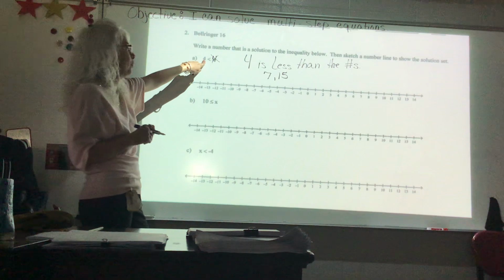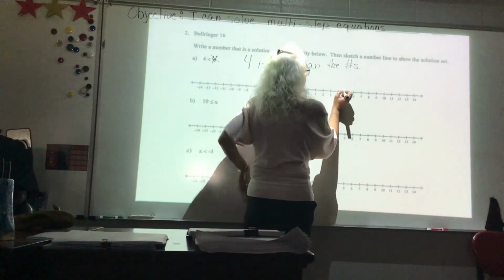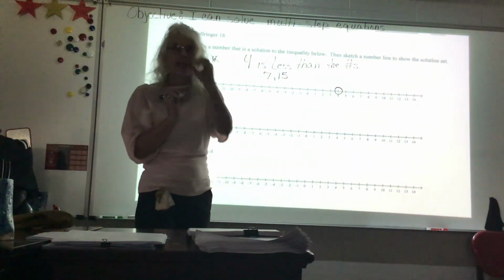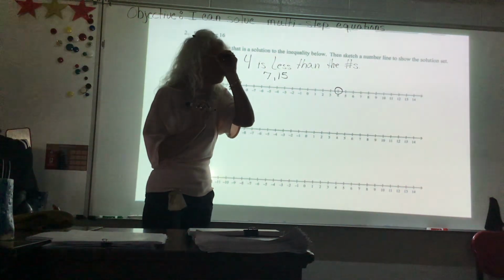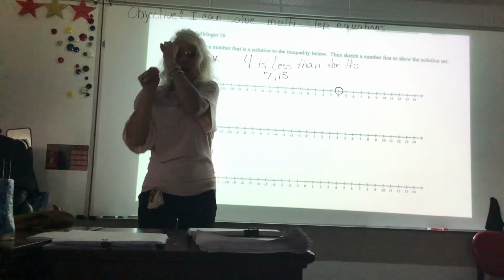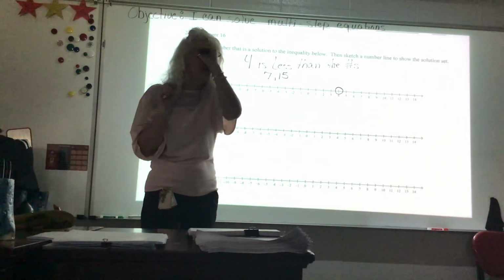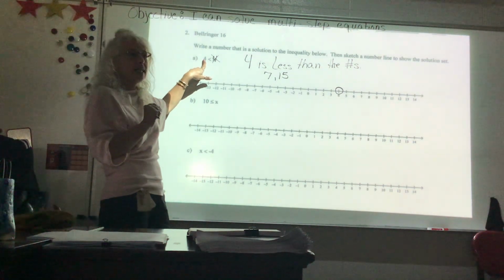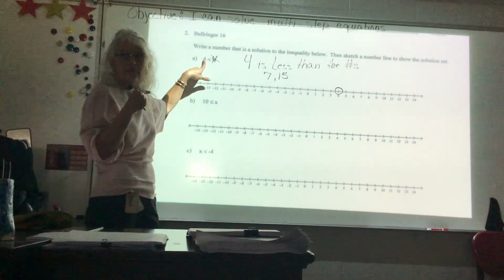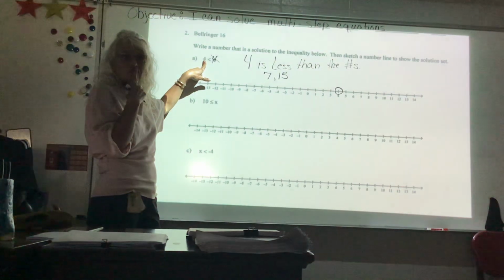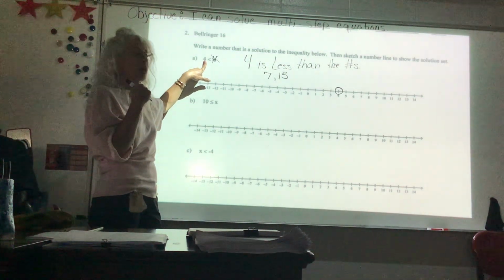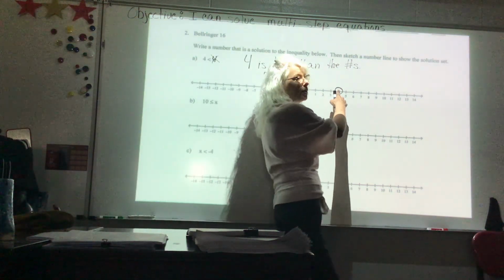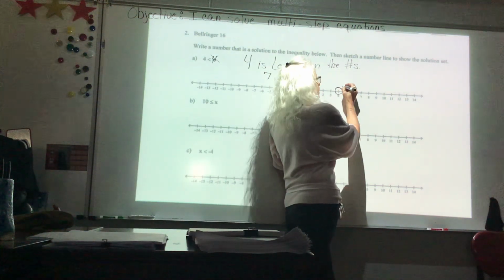So now to sketch my number line, I'm going to go to the number that's in my inequality, the 4. I'm going to put a circle, not a dot. A circle that you can look through. A dot I cannot see through. A circle I can see in the middle. Now is 4 a solution? Yes or no? No, because 4 is not less than 4. So is this going to stay open or is it going to be shaded? Open, so this stays open.